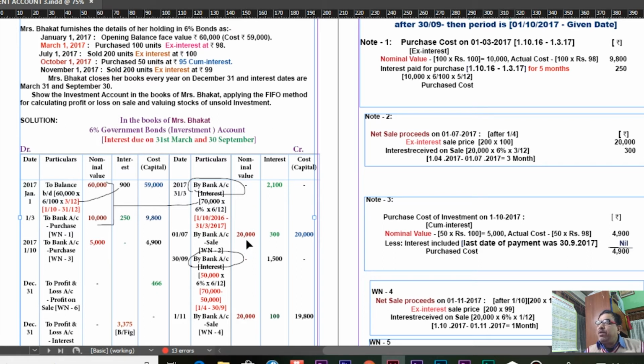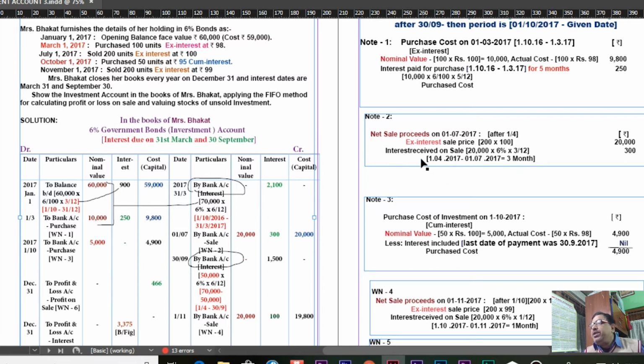Yes, we got the amount. And mind it, under the cost column or capital column, the same amount will be there because it is ex interest. Therefore, interest is not included. It is absolutely excluded from the sales value. There is no brokerage, therefore that item is absent here.